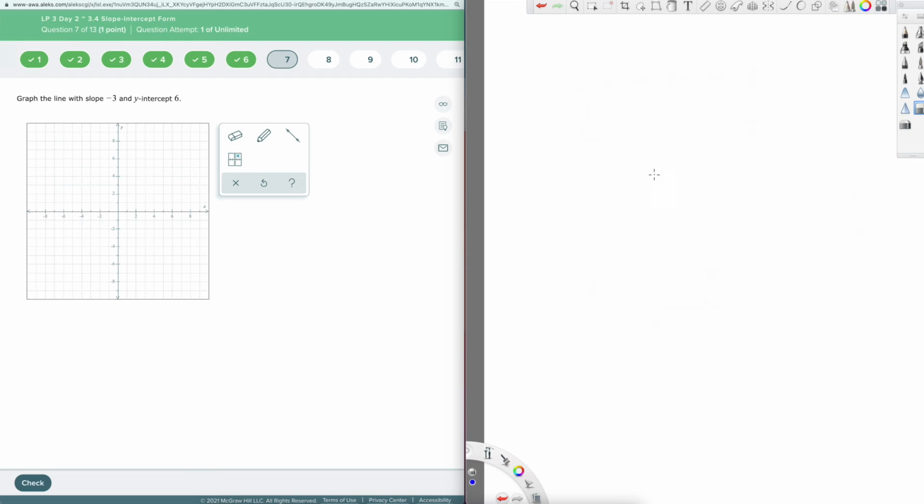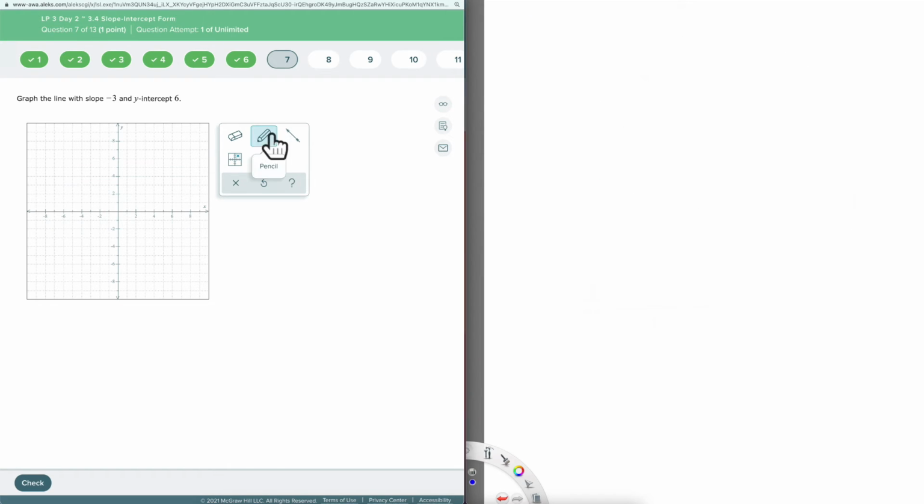Okay, so for this one, they're just telling us graph the line with the slope -3 and y-intercept of 6. So with this one, we need to definitely understand what y-intercept is and what slope is. If we don't know what these two pieces are, we're not going to be able to complete this problem.